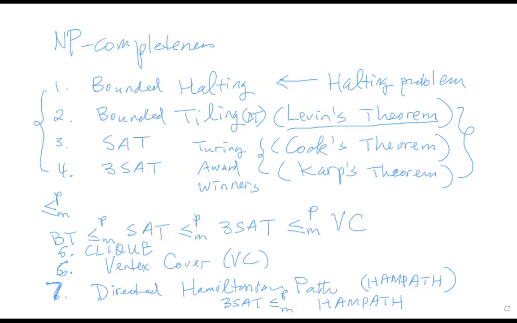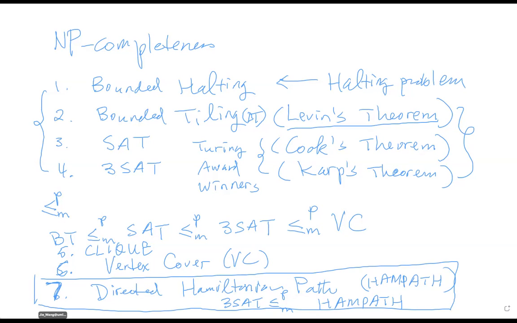This proof of reducing 3SAT to the directed Hamiltonian path problem is perhaps the most difficult proof. It is the most difficult one that we are going to see, and we have seen, and it's likely the most difficult proof in your entire undergraduate curriculum.